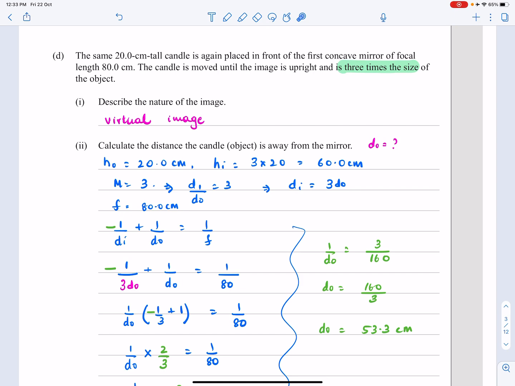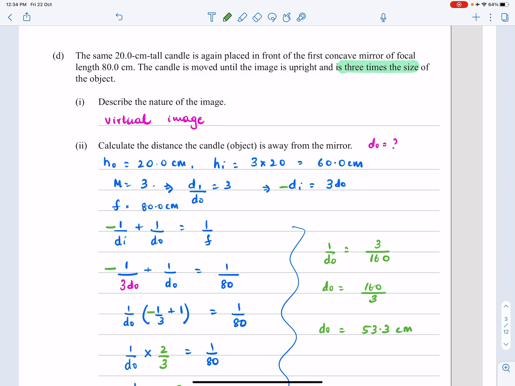Okay, then how do you calculate the object distance, or how far is the candle from the mirror? I used the 3 times, which is actually the magnification. If the height of your object is 20 centimeters, then the height of the image will be 3 times that, 60 centimeters. In other words, magnification is 3, and magnification is di by do. So di, the image distance, divided by object distance is 3, and we also get that di is 3 times do. But because it's a virtual image, you've got your di as a negative sign there.